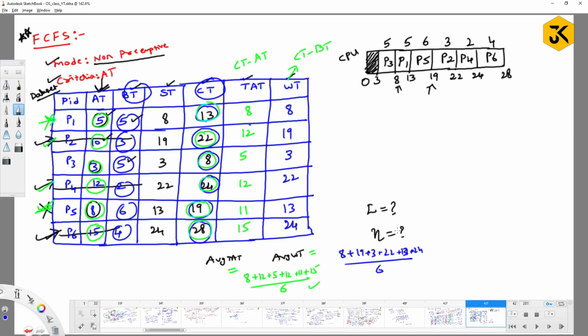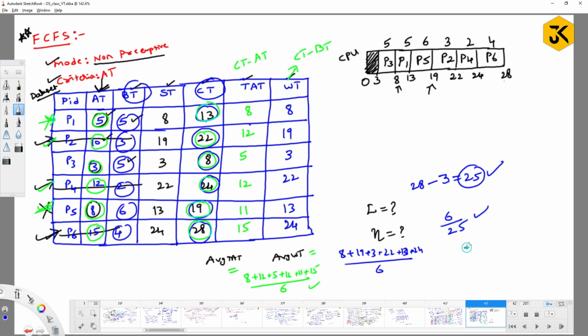And what is the scheduling length? Scheduling length means the maximum completion time of all processes, that is 28, minus the minimum arrival time of all processes, that is 3, which is equal to 25. And what is throughput? 6 by 25 is the throughput.